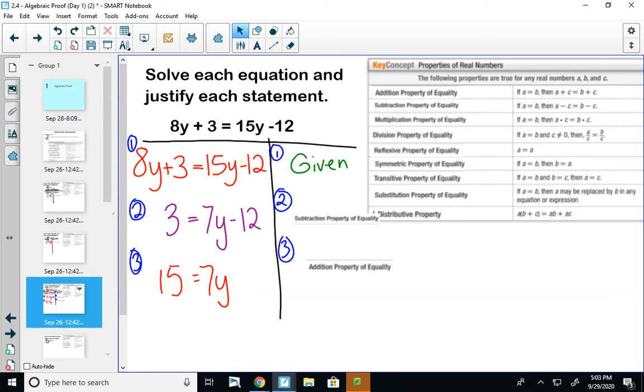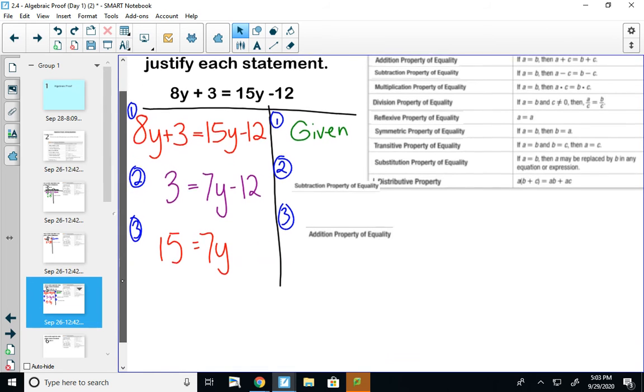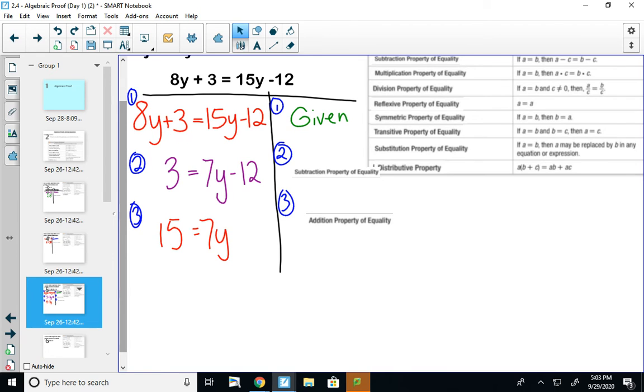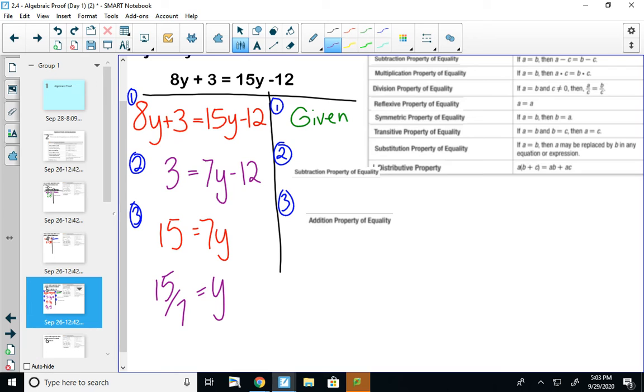And then we've got one final step. We want to get y by itself. So I'm going to divide each side by 7. I think I'm going to be lazy. I'm just going to leave this as 15/7 equal to y. If you want to get it as a decimal, go for it. That was the fourth thing I did. And you don't need these numbers. Just some people like them because it makes it look a little bit more organized. And I could do that because of the division property of equality.